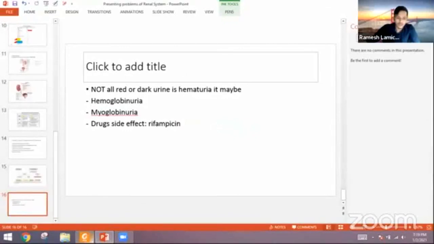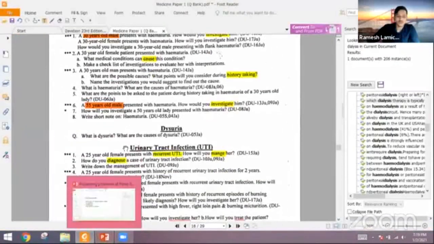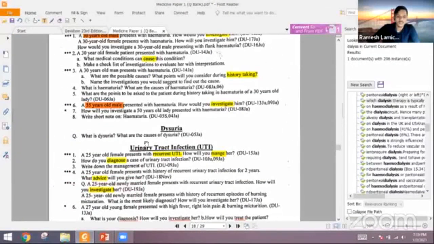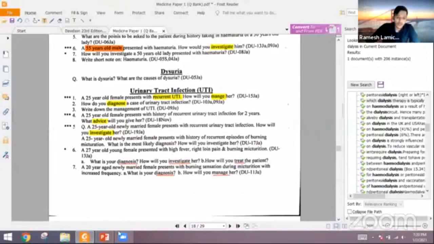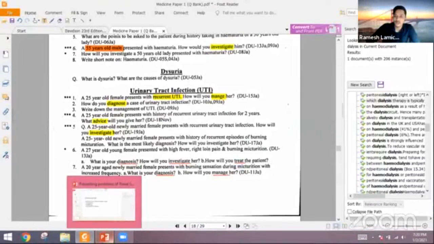Now, let's move on to the important. So here the dysuria, what is dysuria and what are the causes of dysuria? So dysuria is the painful micturition. So causes include mostly the lower urinary tract infection, that is cystitis or urethritis. Okay? So this is the cause of the urinary tract infection, that is mainly lower. Okay. So urinary tract infection.